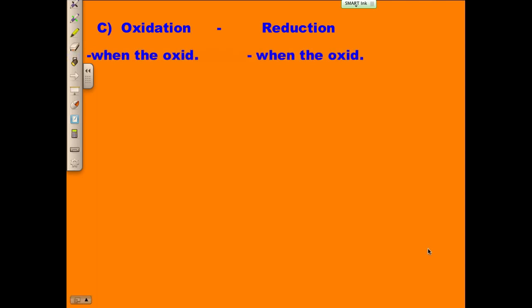Okay, here we go. The next information that we're going to talk about is obviously oxidation reduction. When you have a reaction, an atom will go through oxidation. Because every time you have oxidation, you must have reduction, there will be one atom that goes through reduction as well.